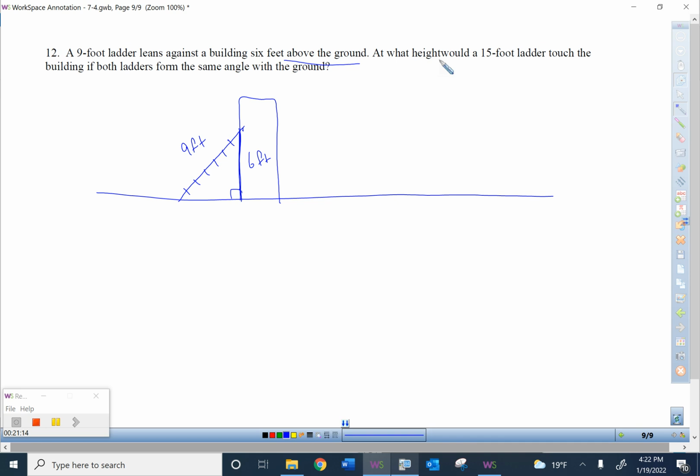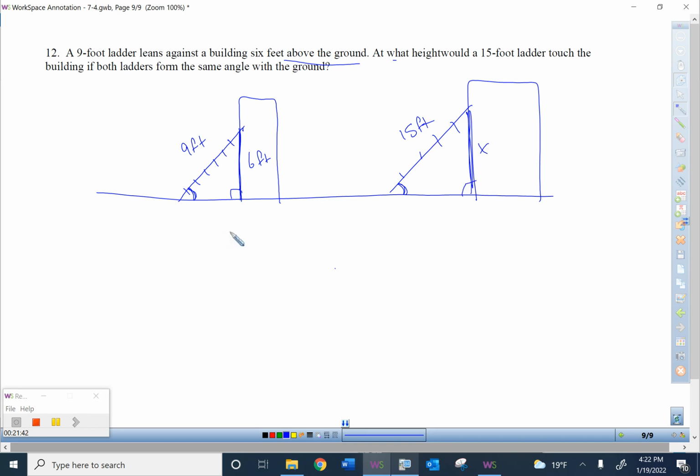Then it says, at what height would a 15-foot ladder touch a building? So we're going to draw a new building. Even though it's talking about the same one, this is just going to help us. And this time, this is 15 feet. Now it says the same angle with the ground, so here and here are the same. And we want to know how high it would be. High is always this. It's going to match up the same part of the triangle as the last one.